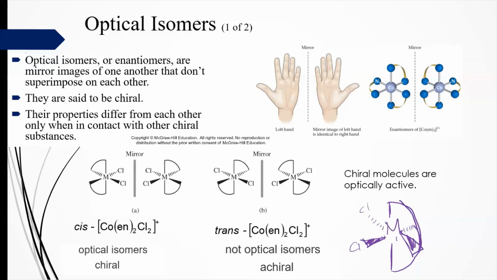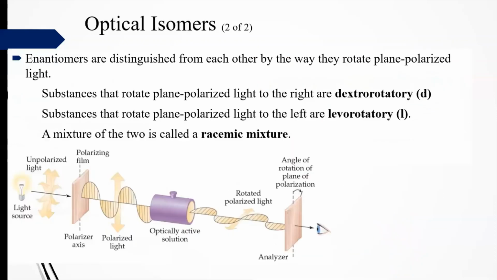Now, how you tell optical isomers apart is you put them through what we call a polarized light beam. So what happens is that they rotate plane polarized light. Normally a light source sends out light waves that go in all kinds of directions. But if we put in a polarizing film, we can arrange them so that they only travel like a wave in one direction.